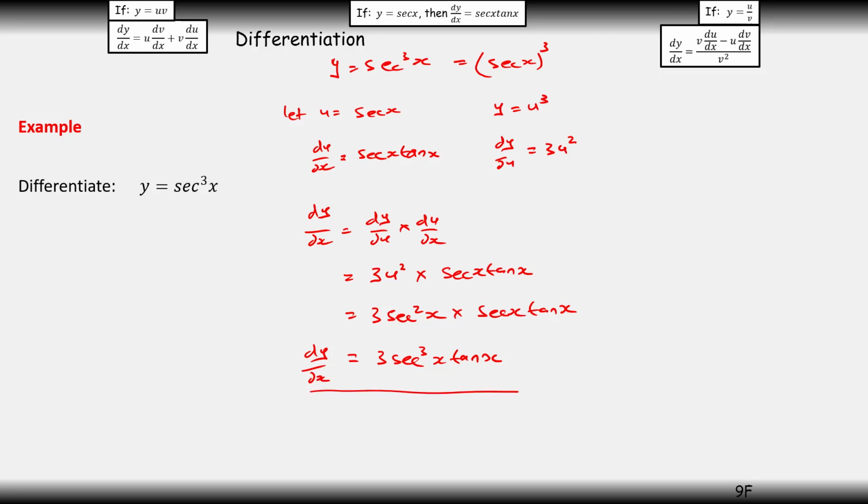Okay, hit pause, copy the example, when you're ready, hit play again.